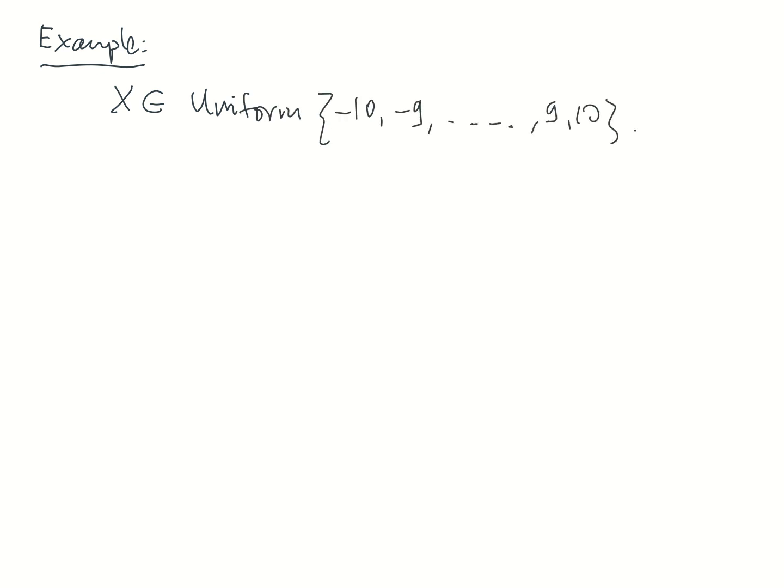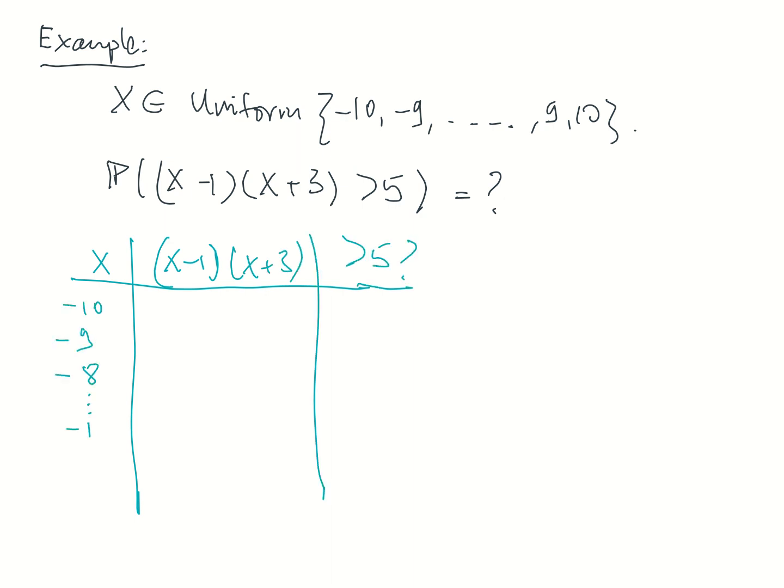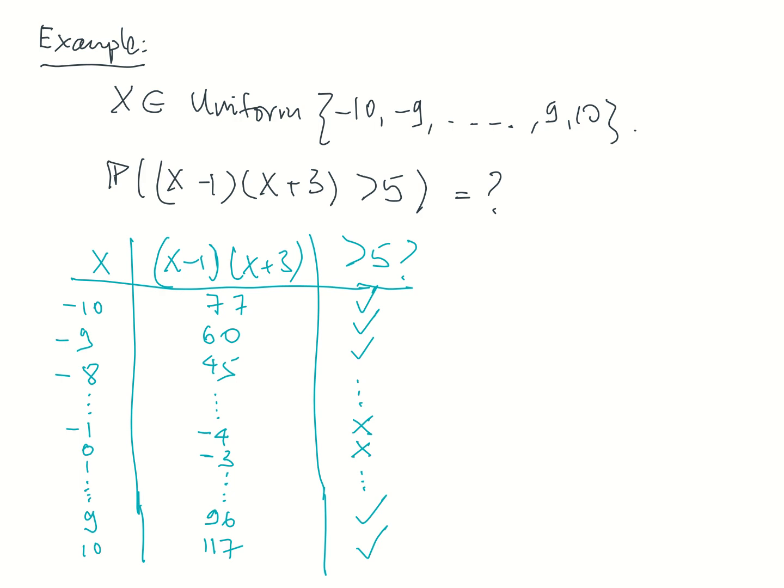Example: let X be a randomly chosen integer between -10 and 10. What is the probability that (X minus 1) times (X plus 3) is bigger than 5? In theory, I could make a table of all possible values of (X minus 1) times (X plus 3), then check which ones are bigger than 5.